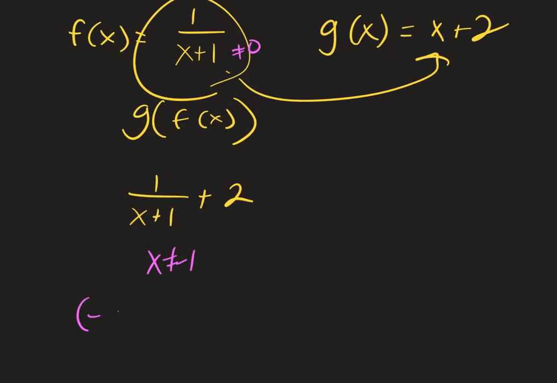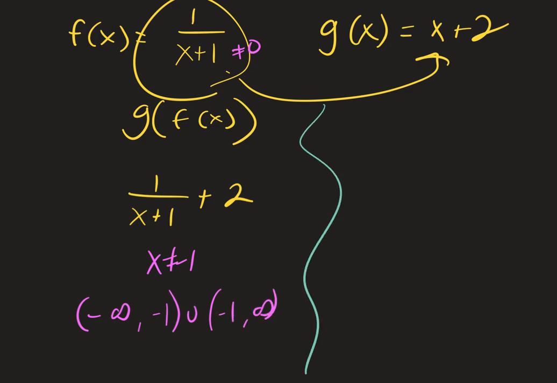So what's the domain restriction? -1 to, negative infinity to 2? -1 and -1 to infinity. Now do the reverse. Now do f of g of x.